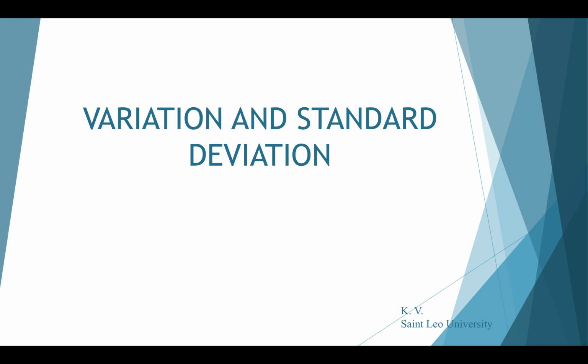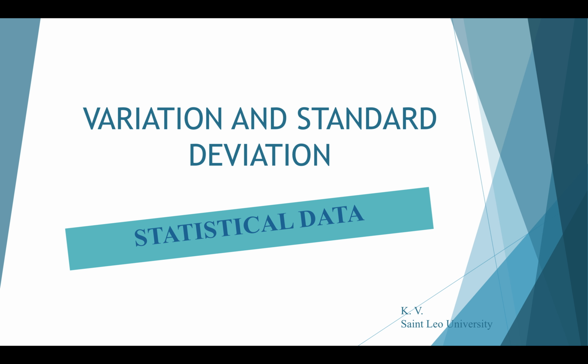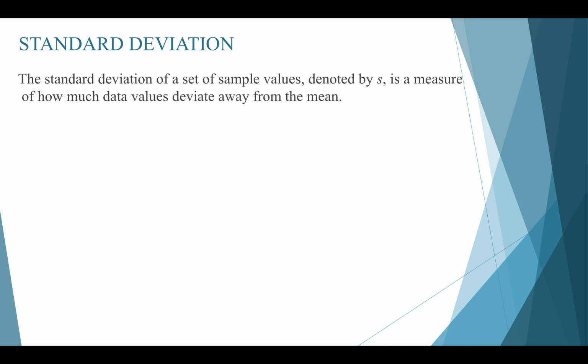This short video will cover a simple method on finding variation and standard deviation for statistical data. The standard deviation of a set of sample values, denoted by a lowercase italicized s, is a measure of how much data values deviate away from the mean. Here you'll see the formula on standard deviation. As you can see, it'll involve squaring, subtraction, addition, and division.